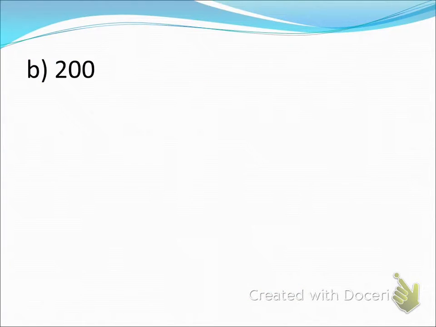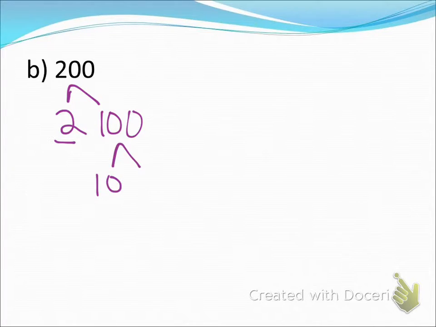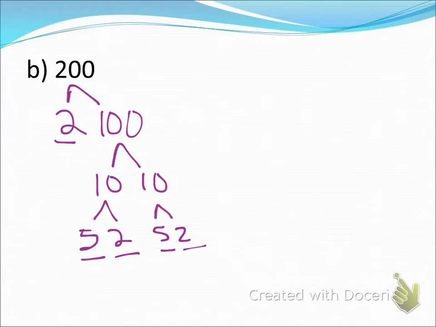Moving on. B. I believe that number is 100. Yeah. Okay, 2 and 100. 2's prime. 10 and 10. 5 and 2. 5 and 2. 5 and 2. Prime, prime, prime, prime.